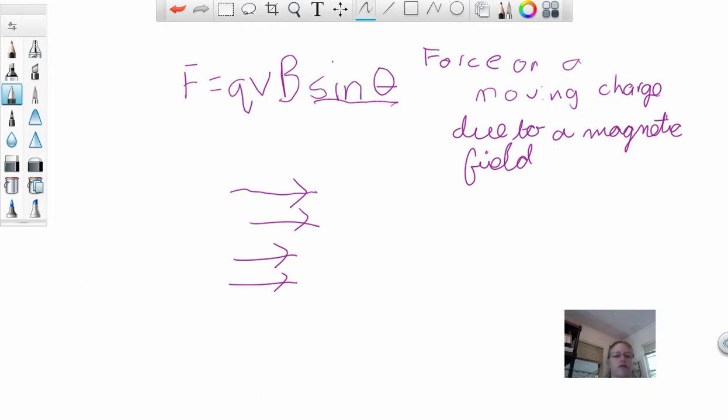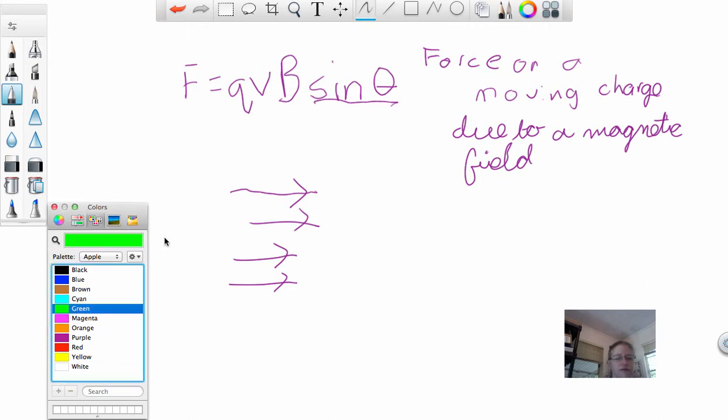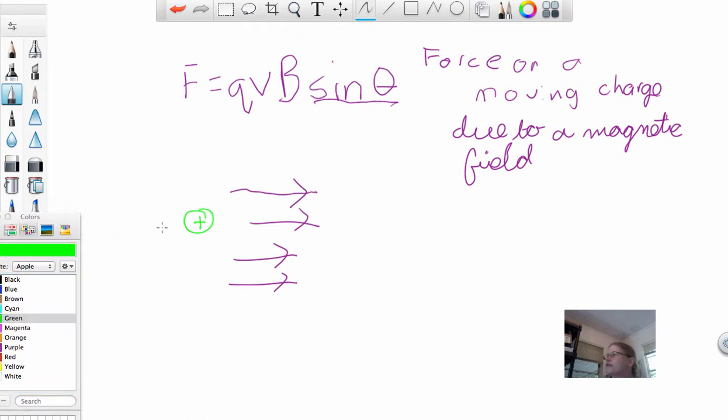I think it needs to be a different color. Can you see it? Yeah, it's good. Positive charge. Okay, so we have a positive charge here, and let's say it's moving in this direction. What is the force on this charge due to this magnetic field? It's 0, because the angle between the velocity and the magnetic field is 0 degrees, and so the force is 0.